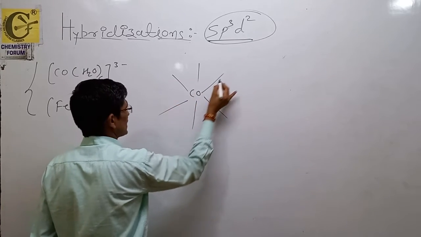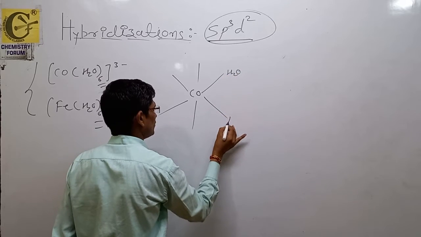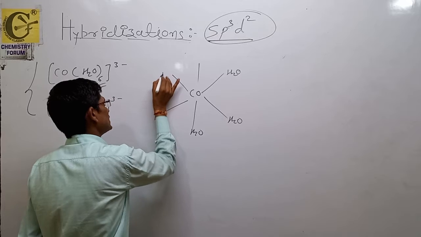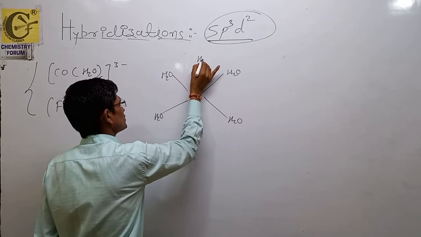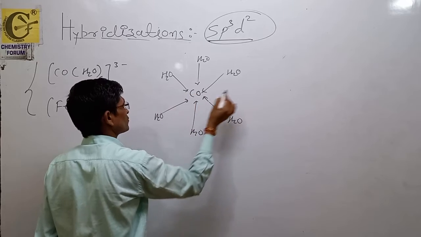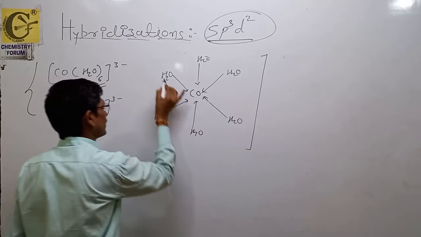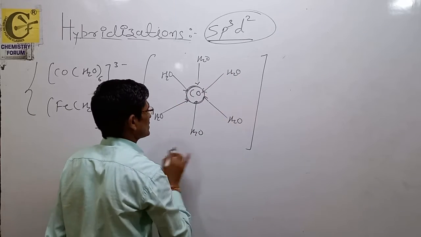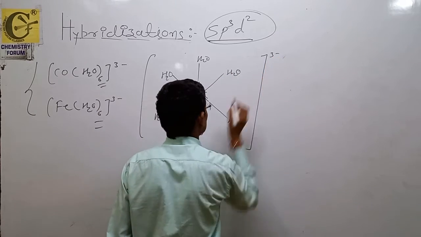It is directly attached to water. It can take 6 water molecules. It is called the aqua ligand, which is bonded to the central metal atom. The coordinate covalent bond is obtained. So this is the metal, and this one is the ligand. 6 ligands are there. This is the 3 negative charge.